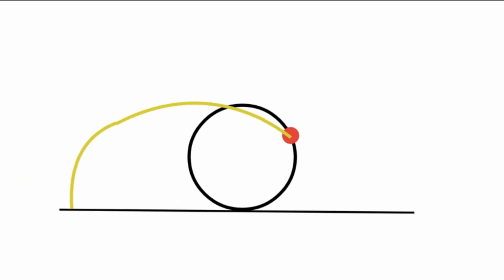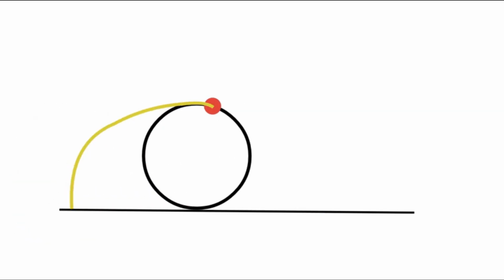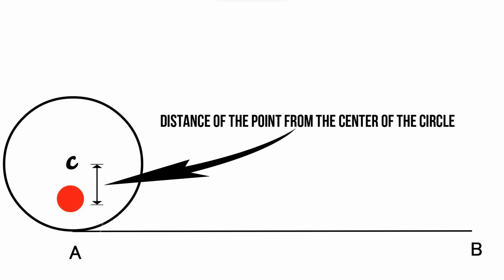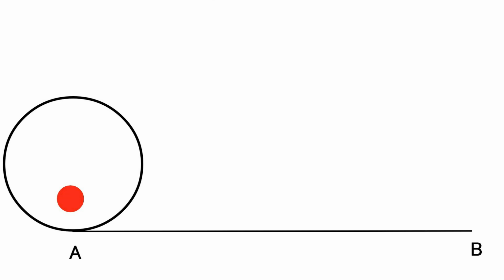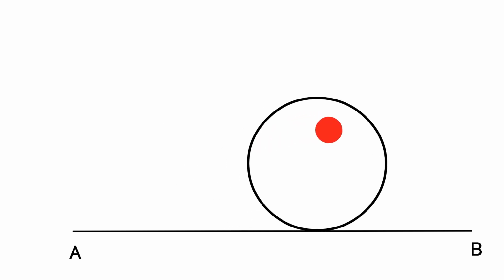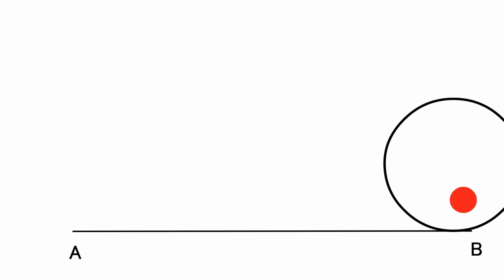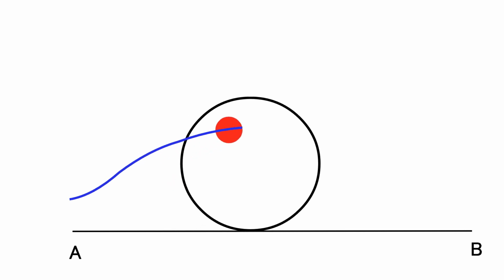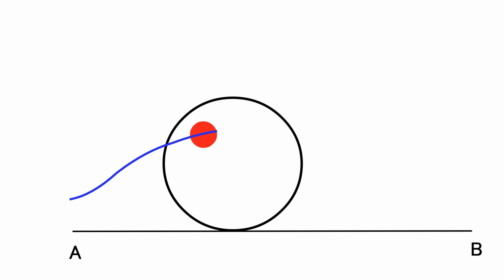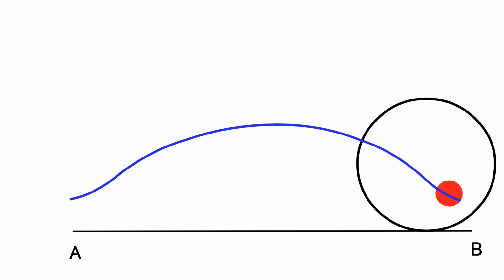Now, instead of tracing the point on the circumference of the circle, what if we have to trace a point inside the circle? Here, the distance of the point from the center of the circle should be specified in the question, and we will get a differently shaped cycloid, a little bit different from the normal cycloid. In this video, I am going to show you how to draw this kind of tricky cycloid.